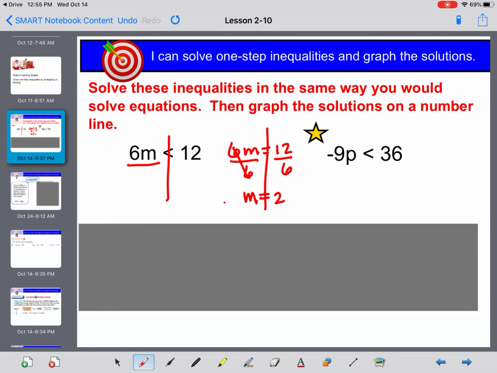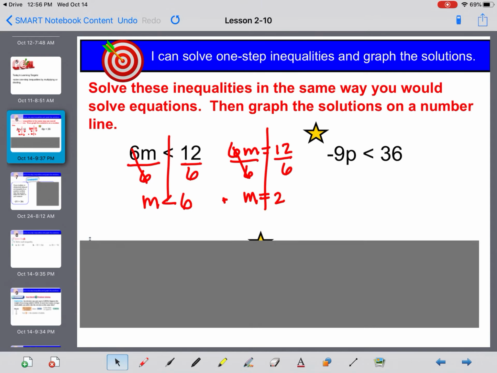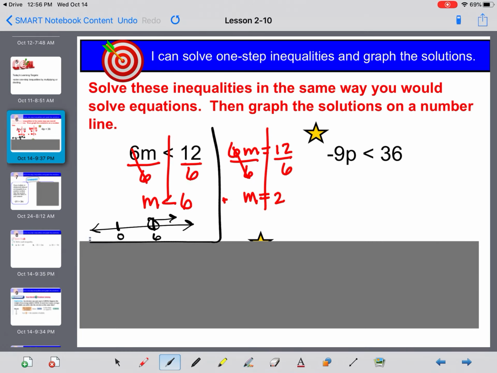The 6 is being multiplied by m. The inverse of multiplication is division. So I divide both sides by 6. M is less than 6. Then, if I was going to graph my solutions on a number line, I would put 0, 6, circle, arrow to the right.